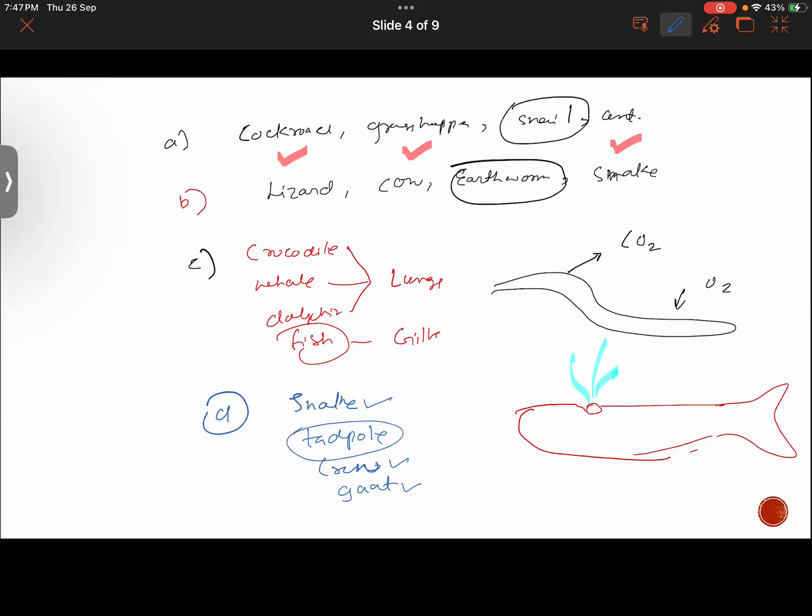But does a tadpole have any lungs? No, it doesn't. So that is the one. Tadpoles have gills in them, basically. Getting it? So the odd one is tadpole here. You guys understand what a tadpole is now?